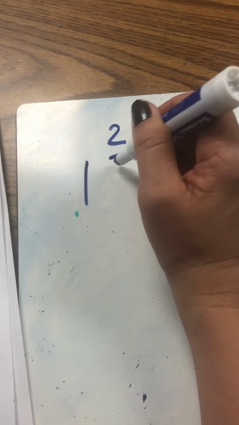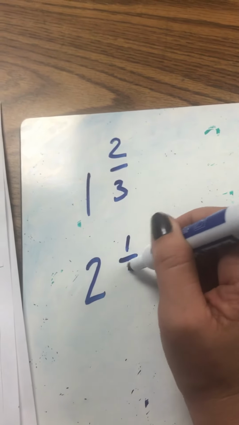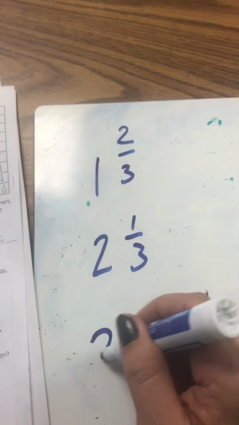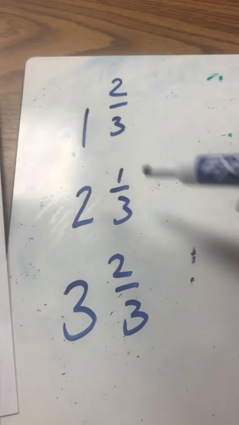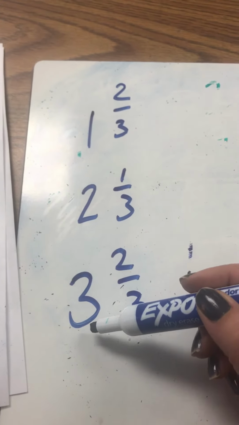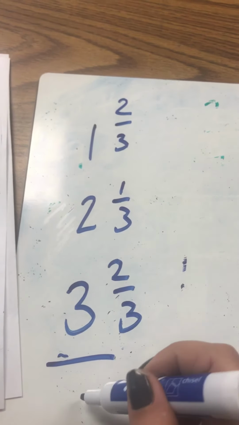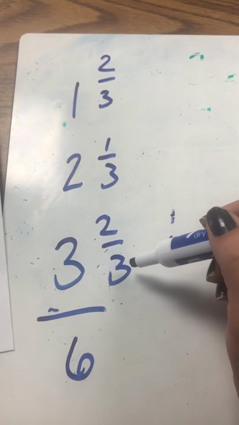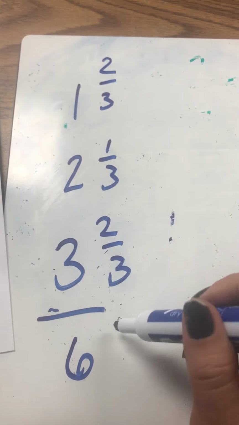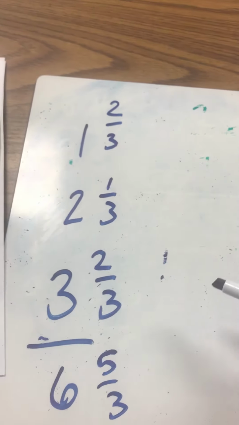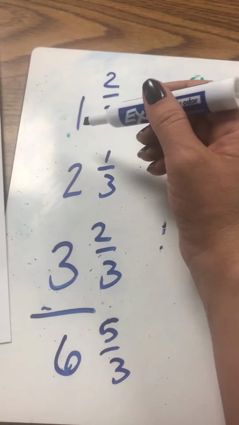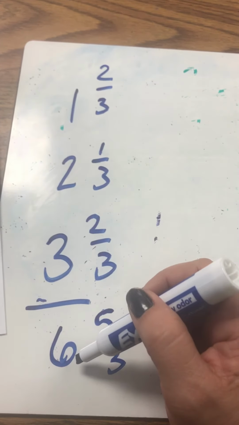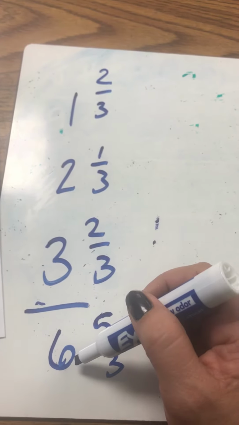Now, if you're going to add mixed numbers, if I were to have like 1 and 2/3 and 2 and 1/3, and let's say I wanted to add another 3 and 2/3, then this can be done in various ways. You could add your whole numbers first and get 6, and then you could add your fractions next, and you would get 5/3. Or you could add your fractions first. You could take 2/3, 1/3, and 2/3 and get 5/3, and then add your whole numbers, 1, 2, and 3, and get 6. Okay? So you could do it that way.